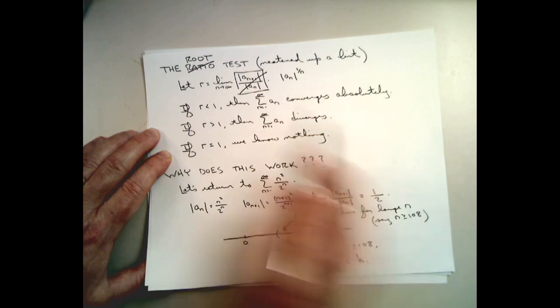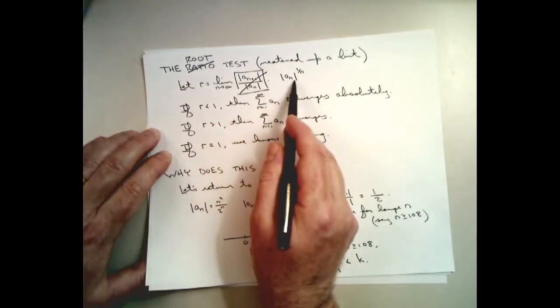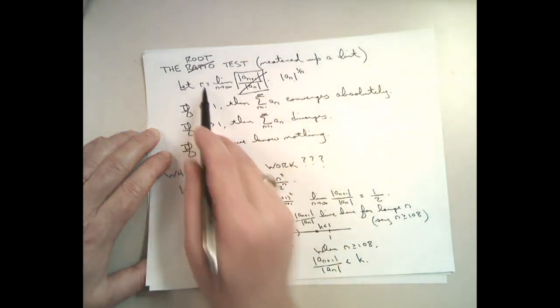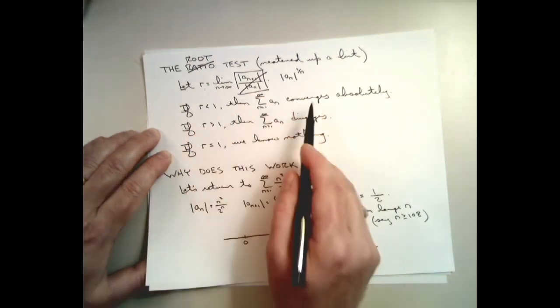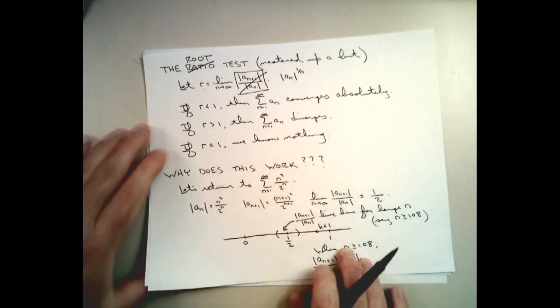So the root test says that if I look at the limit of the nth roots of my terms, I call that R. If that limit is less than 1, my series converges absolutely. If it's bigger than 1, it diverges. If it's equal to 1, we know nothing.